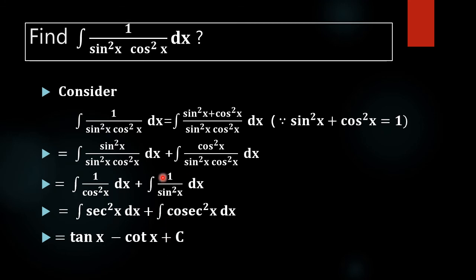C is our constant. So, in order to find the value of this integral, at first we have to split the 1 by using this trigonometric identity. Why are we splitting this 1? Because we have to reach this step, that is the integral of sec square x dx plus the integral of cosec square x dx.